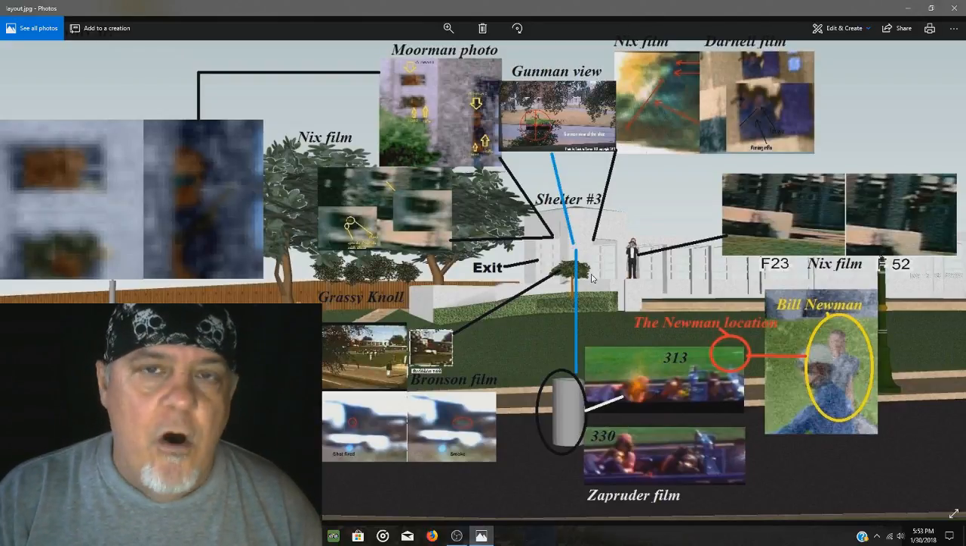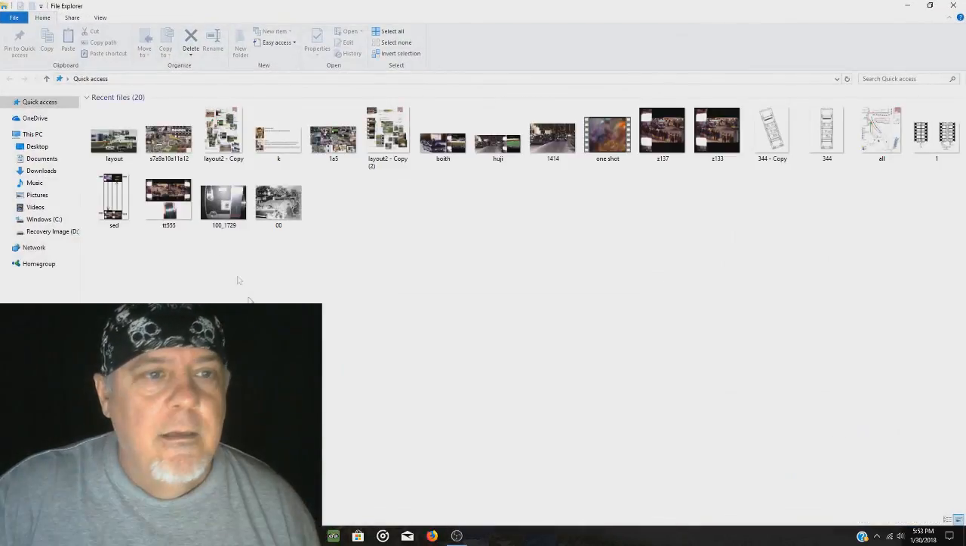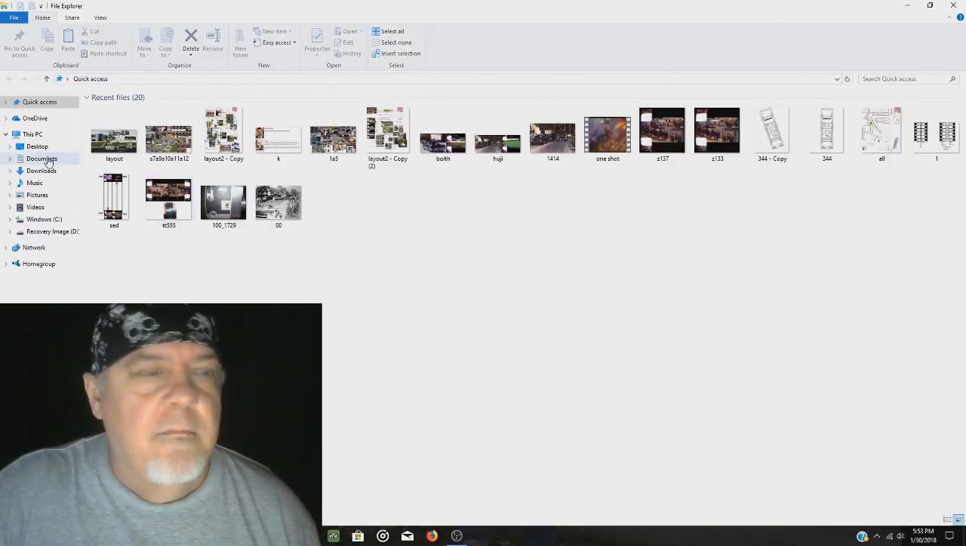So see, we have all this information. That's why I said when it comes to this case, oops, I clicked out. So now you know how it's done. Movie magic.